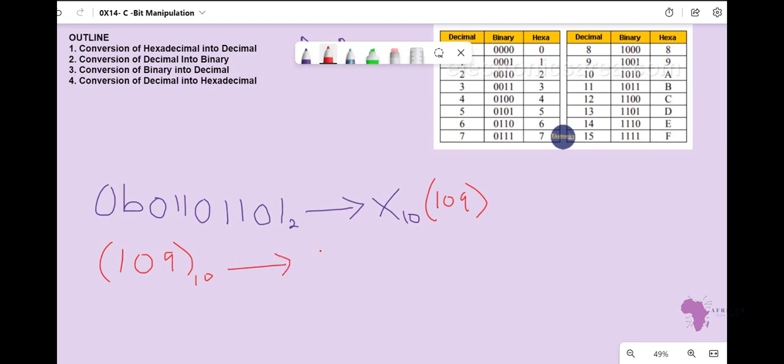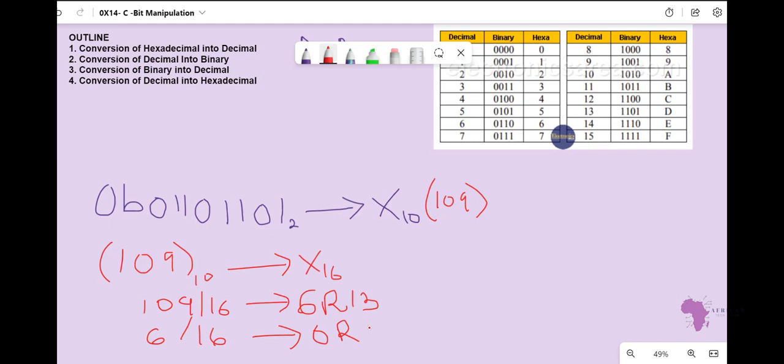We have to calculate to get another value which is in base 16. And how can we get this one? It will be 109 divided by 16, which will give us 6 times. Then the remainder: 6 times 16 is 96, which leaves 13. Remainder 13. Then we have 6 divided by 16, which will give us 0 because it is not enough. Remainder 6. So in the reverse order, we will write it as 6 and 13.